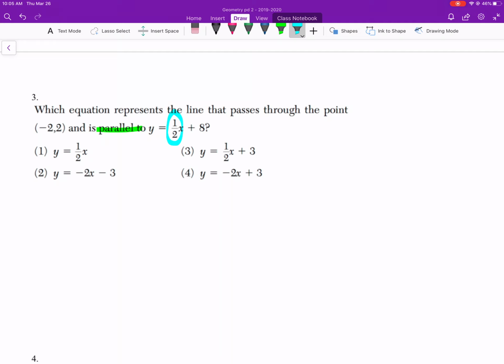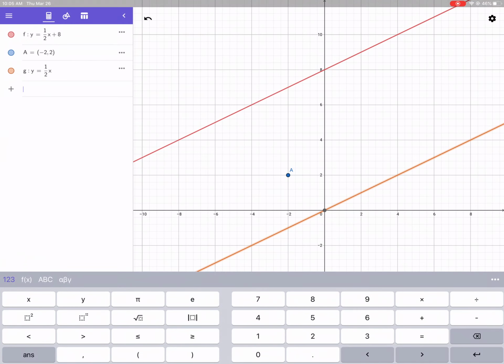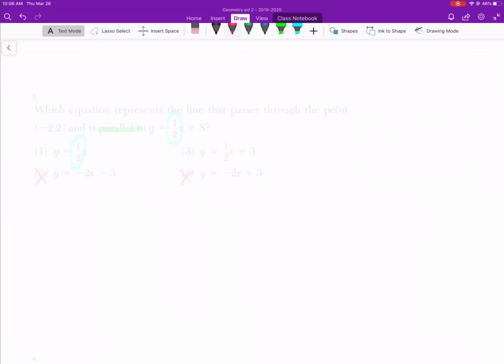It's in slope-intercept form. Okay, choice 1 was a potential option. Alright, choices 2 and 4 are not. Okay, those have the opposite reciprocal slope. So if I graph choices 2 and 4, which you can do, you'll see that those are perpendicular. At this point, it has to be choice 3, y equals 1/2 x plus 3. Let's just confirm. Alright, so it is indeed parallel and passes through that point that we needed. Okay, so choice 3.